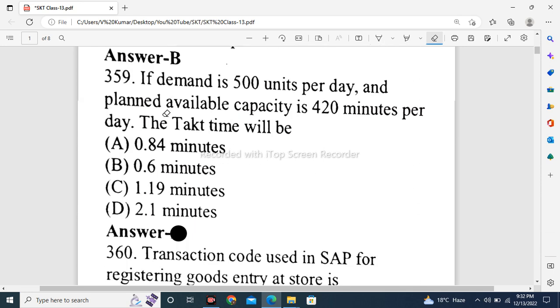Next है, if demand is 500 units per day and plant available capacity is 420 minutes per day, the takt time will be A 0.84 minutes, B 0.6 minutes, C 1.19 minutes, D 2.1 minutes. आंसर है A 0.84 minutes.